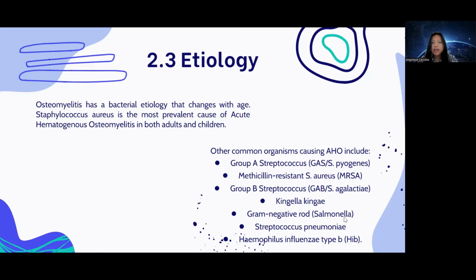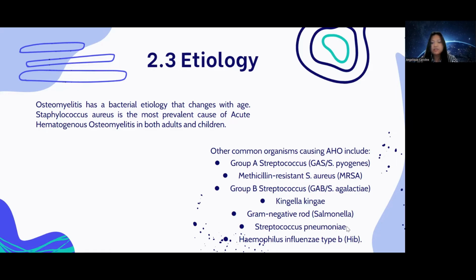Gram-negative rod Salmonella must also be evaluated in AHO, especially in premature infants. Salmonella, in addition to S. aureus, commonly causes osteoarticular infections in children with sickle cell anemia, complicating its disease, and is frequently seen in immunocompromised patients.